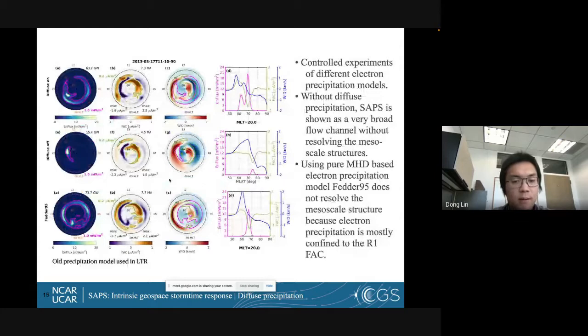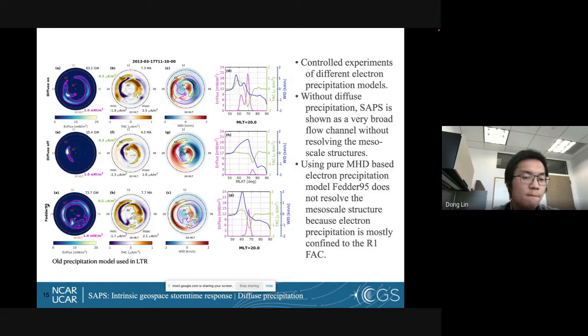As I just mentioned, we were able to resolve SAPS with the older model as well, but it doesn't seem to resolve the mesoscale structure as well as what you just saw in the new image model. For example, the bottom row is the image where we used the default presentation, which is called a feather. This is essentially the same presentation model that we used in LTR, if you can recall the paper I just showed in the introduction.